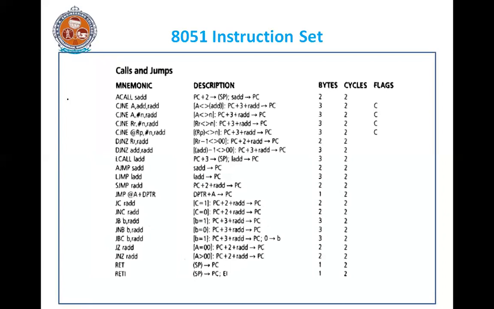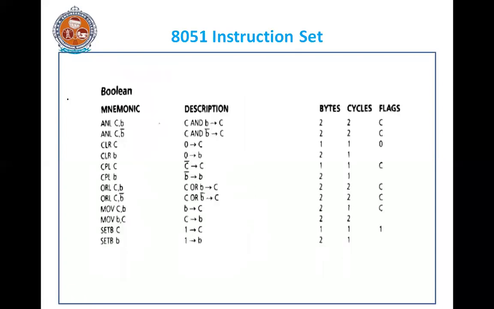Next, calls and jumps. Whenever you want to move or jump from one location to another location, you can use these mnemonics. ACALL: the program counter is incremented by 2. For example, jump is used for jumping from one location to another location. So these are different calls and jumps.